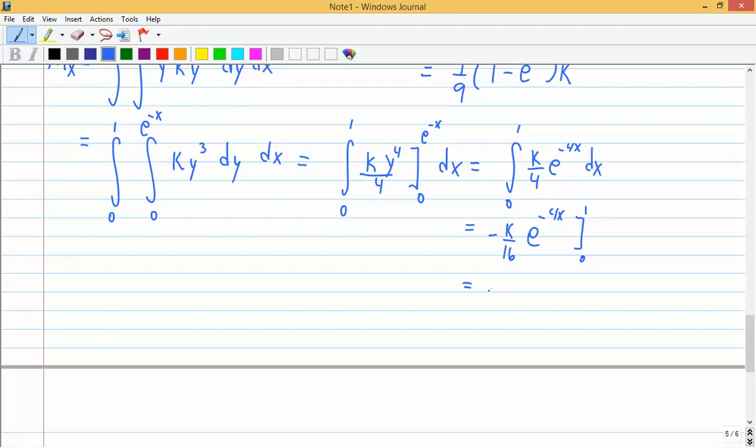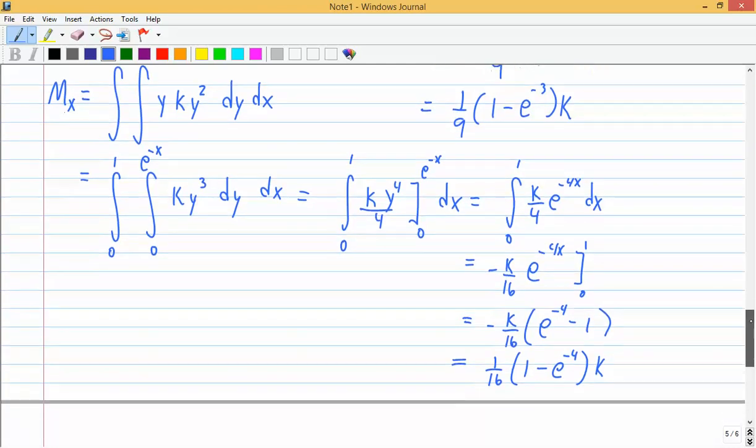Okay, so that's going to be negative k over 16 times e to the negative 4 minus e to the 0, or minus 1. Again, you'd probably want to factor a negative out of here and write this as 1/16 times 1 minus e to the negative 4th times k. It wouldn't be wrong the other way, it's just that typically that's the way it would be written. Alright, so that's the moment about the x axis.